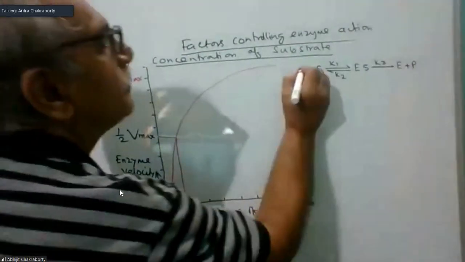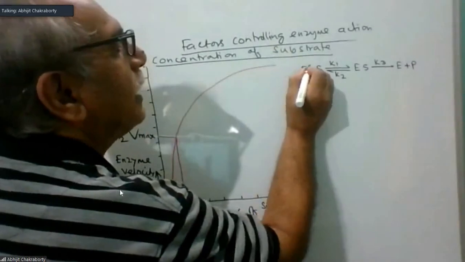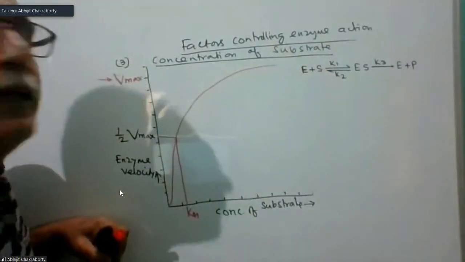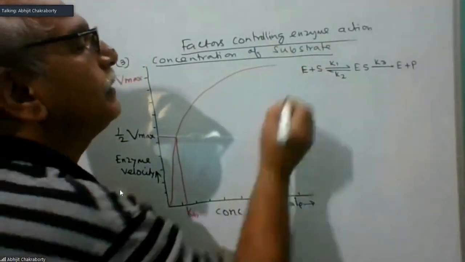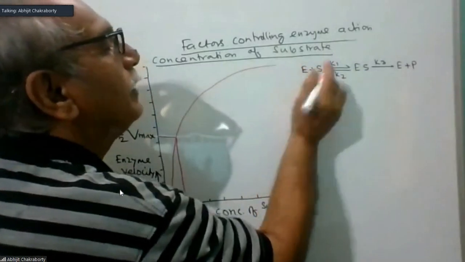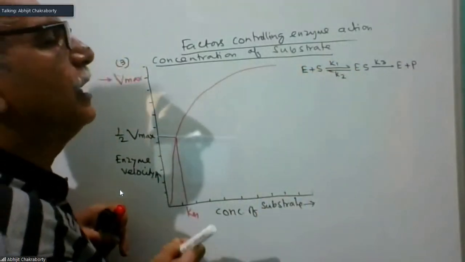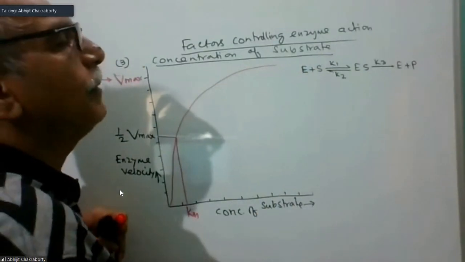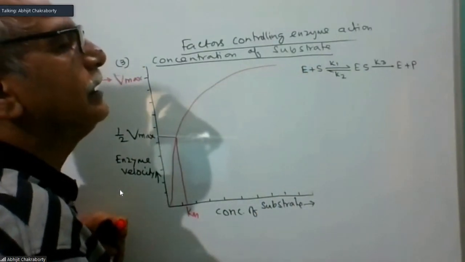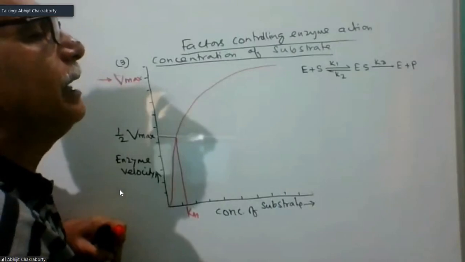E plus S, where S means substrate, E means enzyme, K1 and K2. Actually they are the constants. Then the enzyme substrate complex is formed, and in the presence of K3 they become enzyme and product.